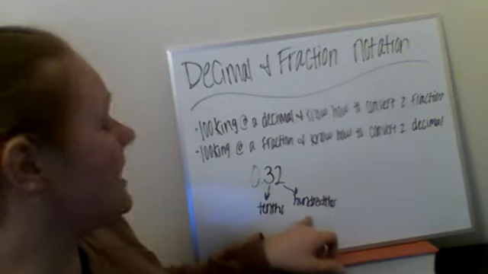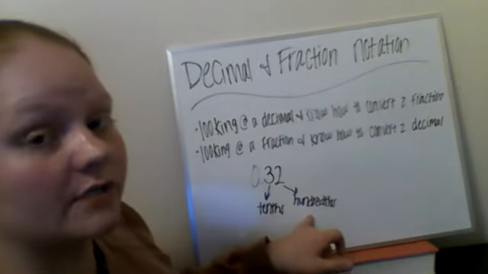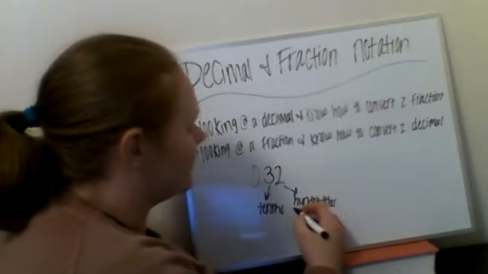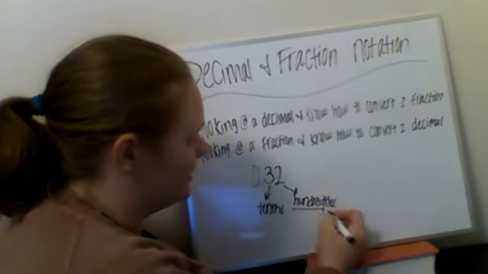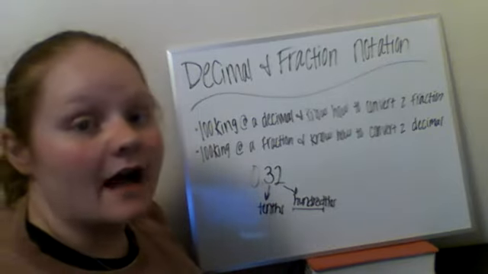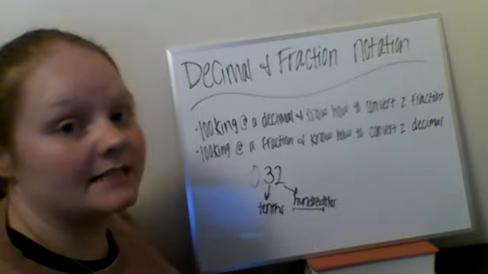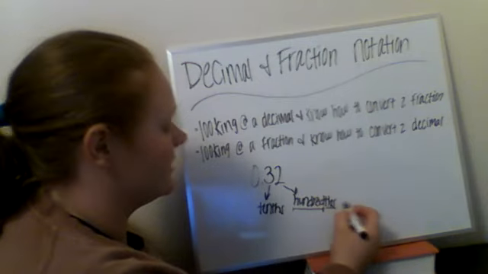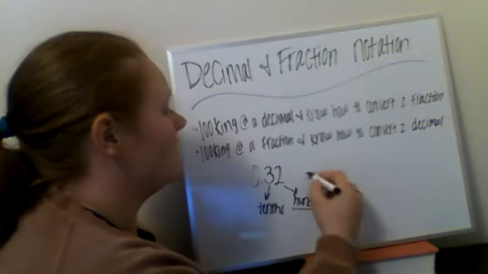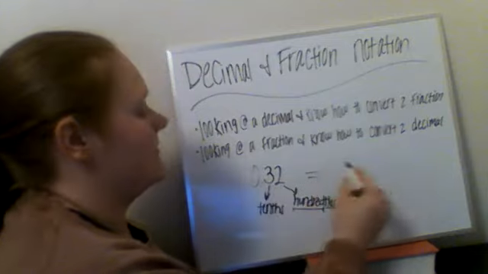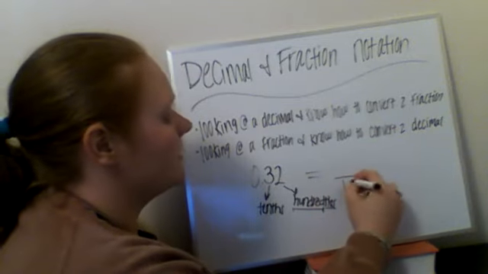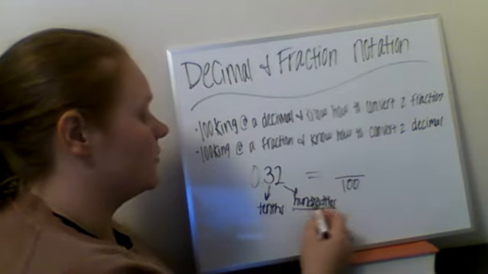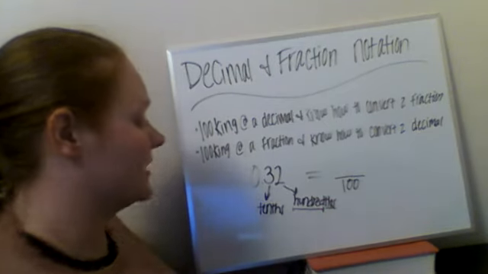So I know the denominator of my fraction is going to be 100 because I'm dealing with hundredths. The main key word for this is hundreds. I know my hundreds had to be in the place of my denominator because of the ths. So if I was to take 32 hundredths and make this into a fraction, I know my denominator would be 100 because I'm dealing with hundredths, my key word being hundreds.